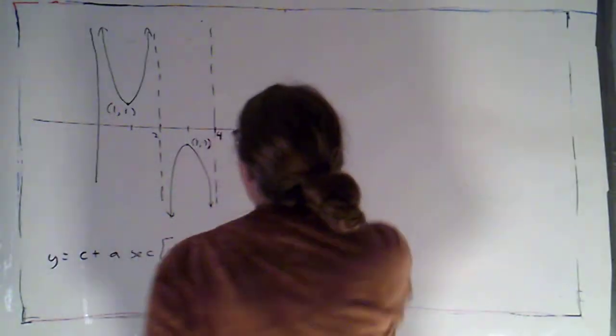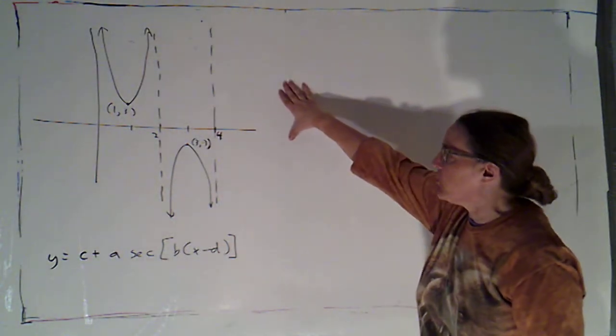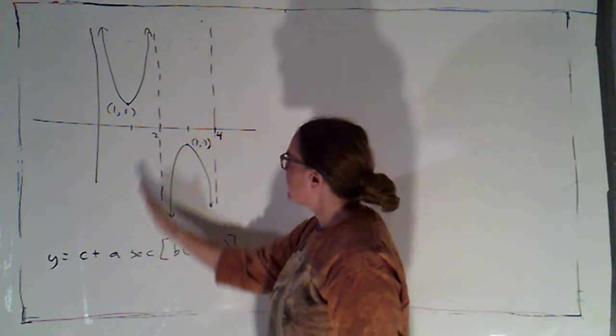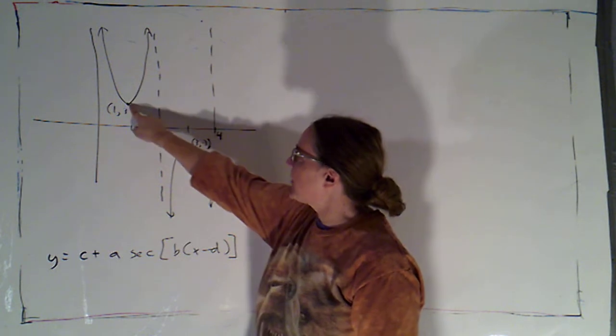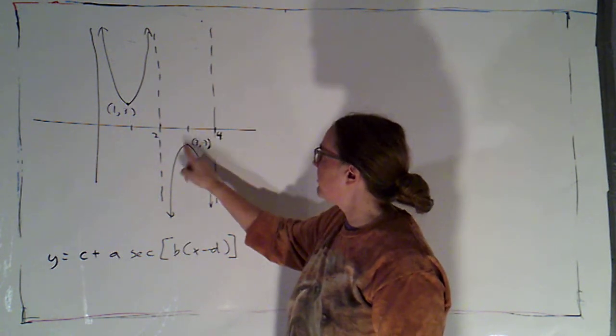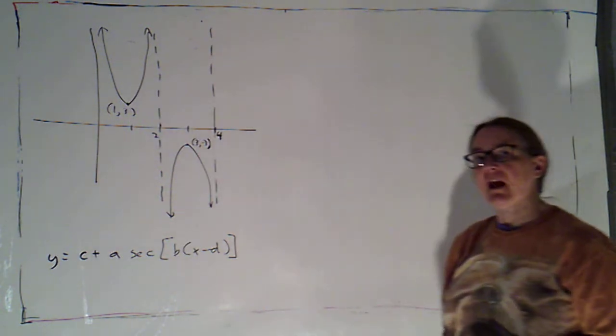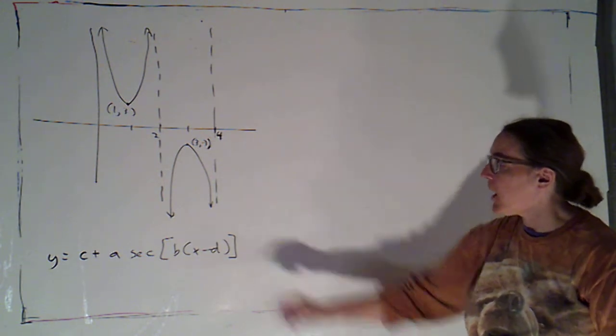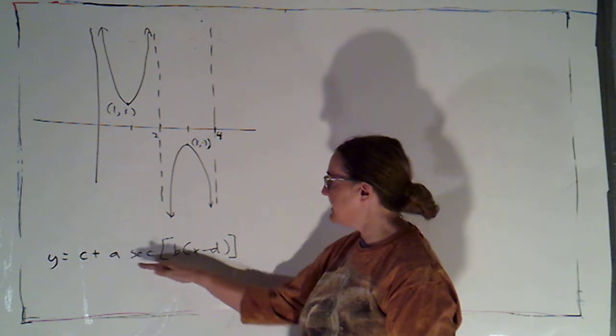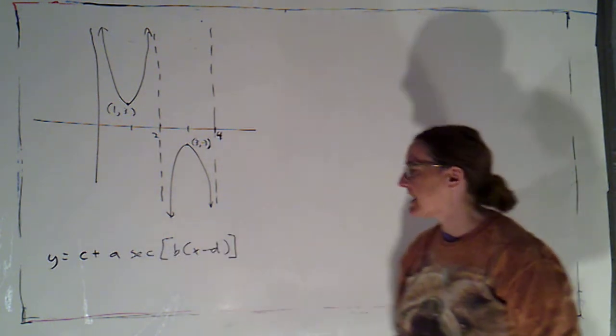Okay, I've drawn a graph here on the board. It's got asymptotes at 0, 2, and 4. It's got a point at (1, 3), and a point at (3, -3). And I want to try to come up with an equation of this form: y equals c plus a times secant of b times the quantity x minus d.